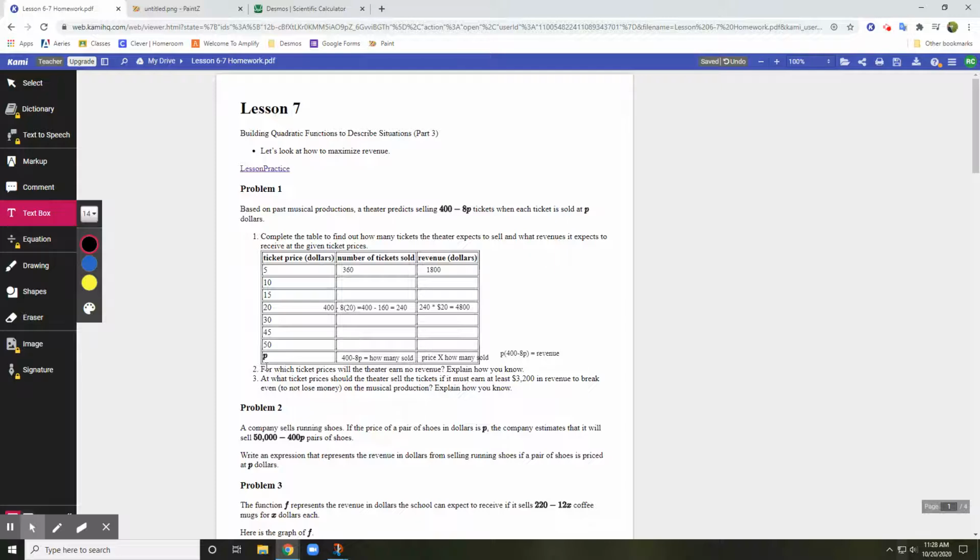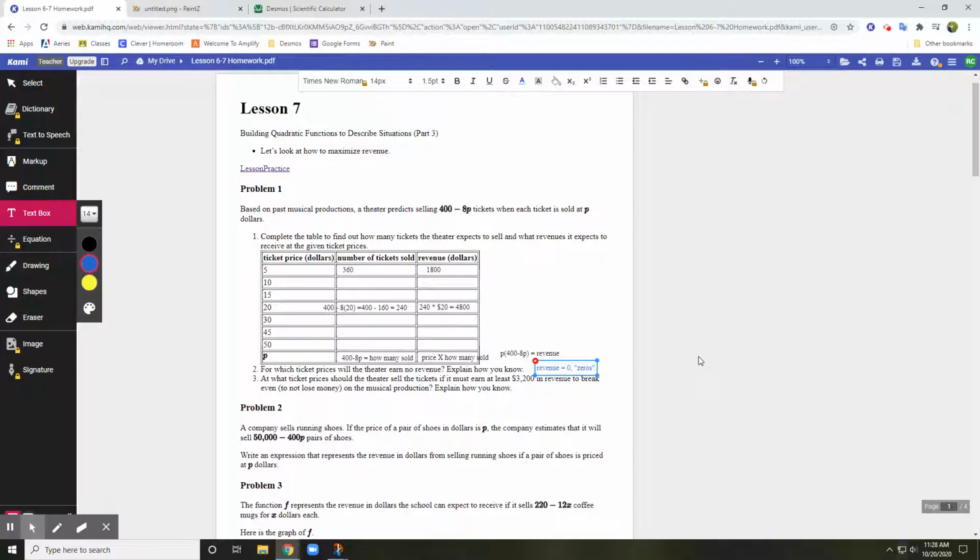So the question is, for which ticket price will the theater earn no revenue? So we know that when we want to earn no revenue, well, we don't want to earn no revenue, but we know we're looking for when revenue equals 0, that's going to be called the zeros.